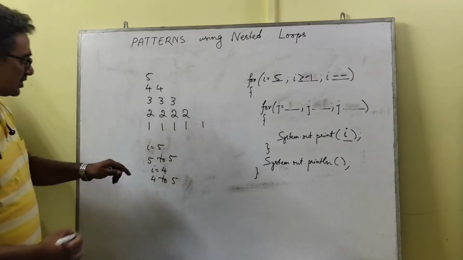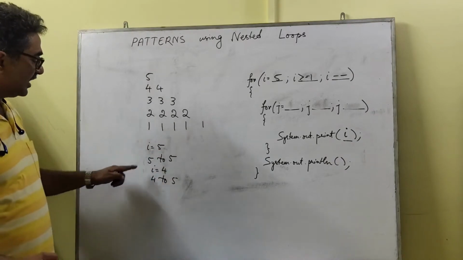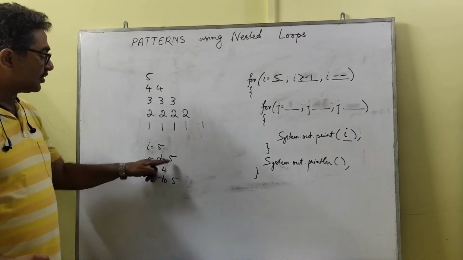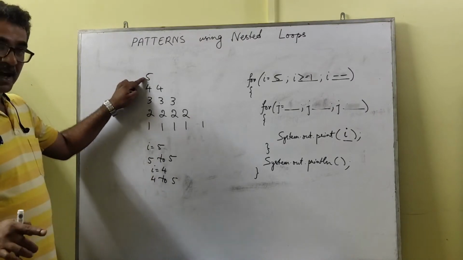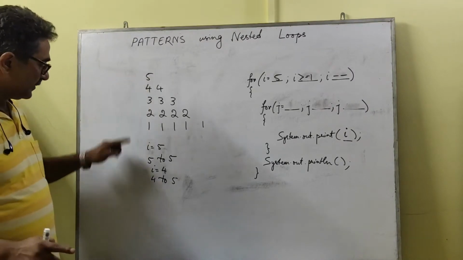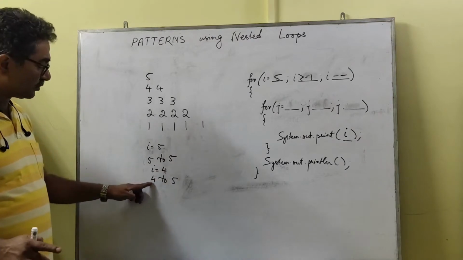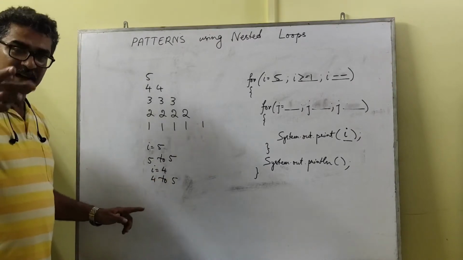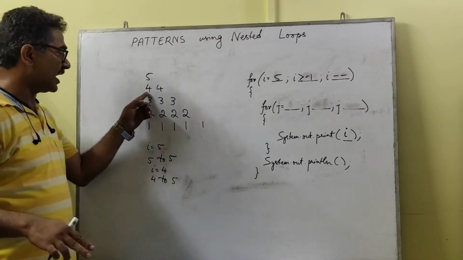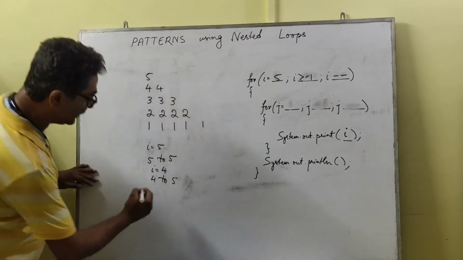Now look at how this is working. When the value of i is 5, it runs from 5 to 5. How many times did it execute? Just once. And 5 needs to be printed just once. When the value of i is 4, this loop runs from 4 to 5. So 4 to 5 indicates 4 and 5. That is 2 times the loop executes, and I need to print 4 two times.